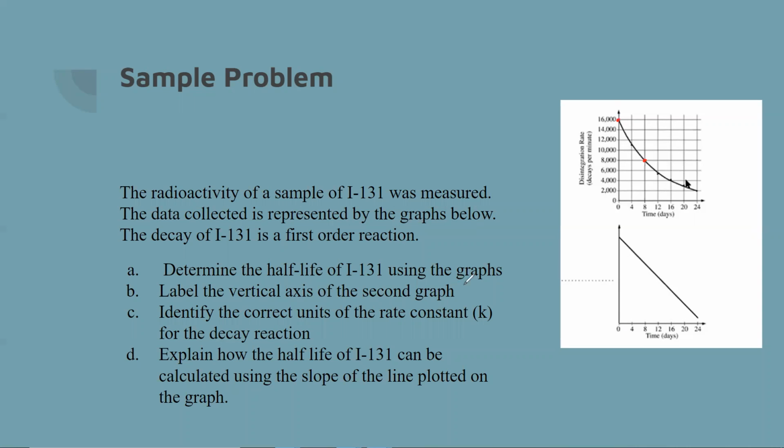Okay, so let's double check. Let's see if that happens again. Half of 8,000 is 4,000, and we see that happening at 16 days. So again, it's taking 8 days to drop down by half again. So our half-life is 8 days.